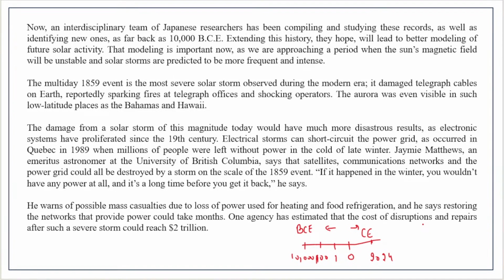Extending this history, they hope, will lead to better modeling of future solar activity. So what are the scientists hoping? That if we study this history, it will lead us to a better understanding of future solar activity. That modeling is important now as we are approaching a period when the sun's magnetic field will be unstable and solar storms are predicted to be more frequent and intense. So, scientifically, why is this research important?